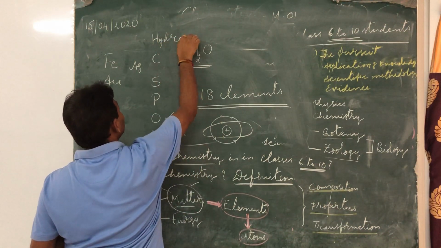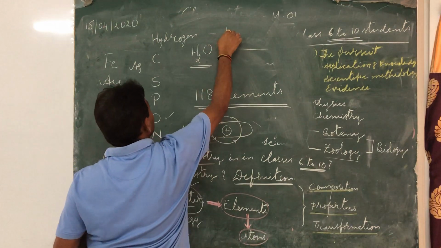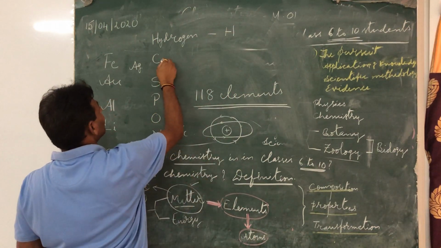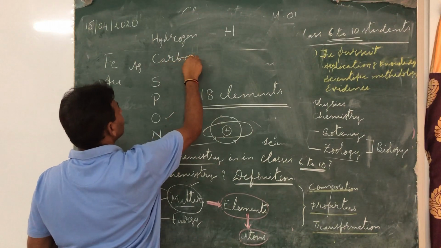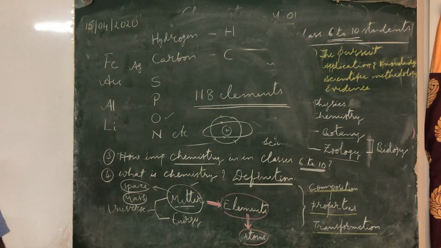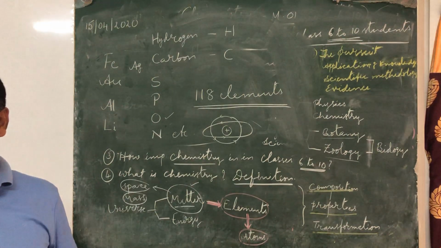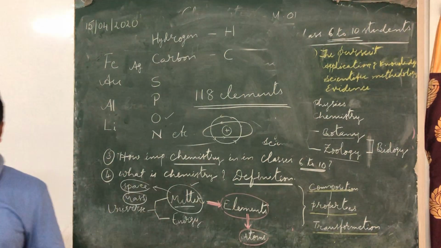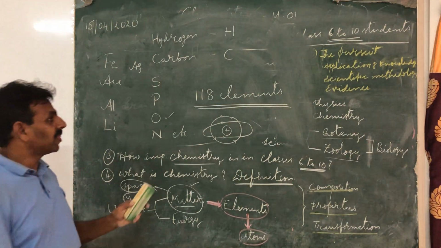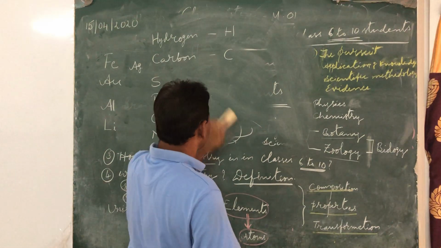Now the symbol given for hydrogen is H. Another element named carbon. The symbol given is capital C. Always they start the symbol with a capital letter. In case they need, they use a small letter also. I'll tell you why. As I said, there are 118 elements.